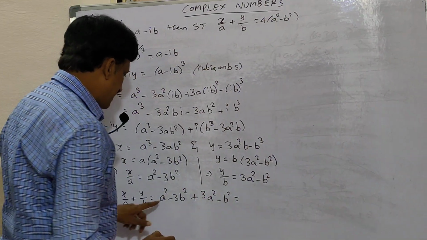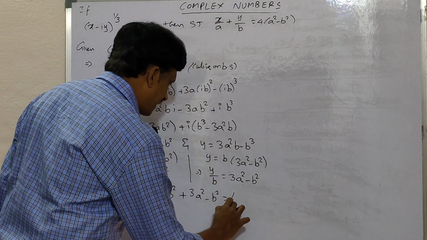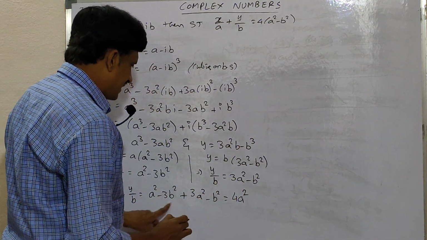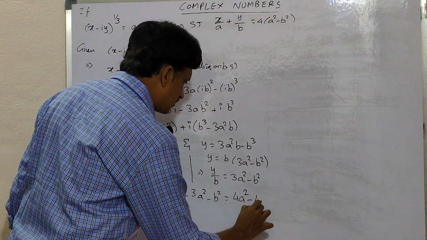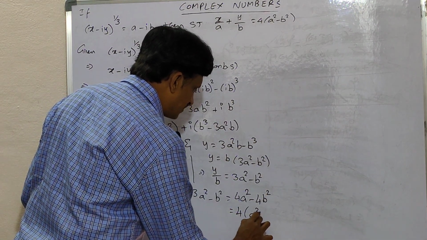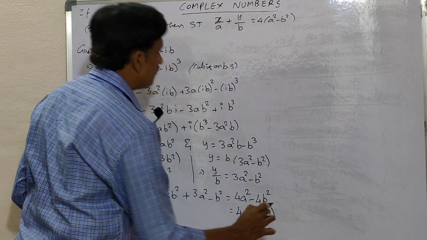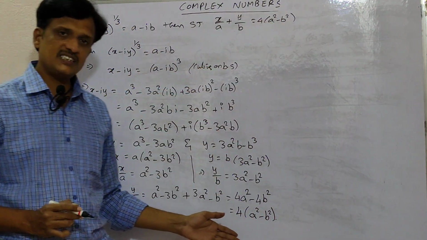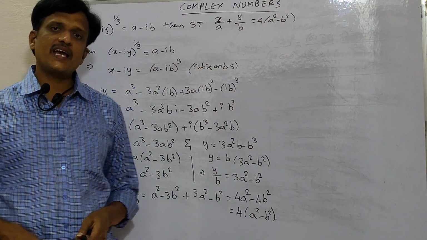Now what will be the sum here? A square plus 3a square, that is 4a square, minus 3b square minus b square gives minus 4b square. So that is the required 4 times of a square minus b square. 4 into a square minus b square, which is the required sum of x by a and y by b.